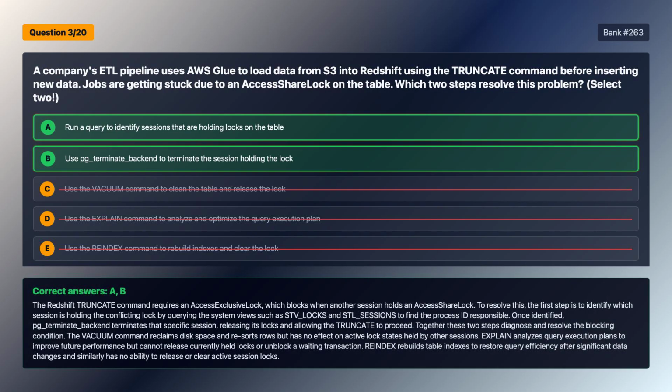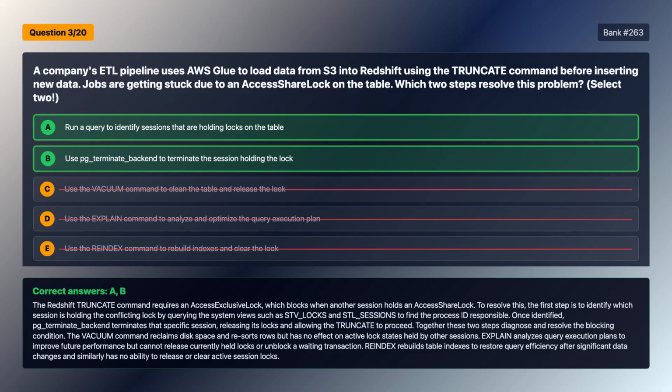The correct answers are option A and option B. The Redshift truncate command requires an access exclusive lock, which blocks when another session holds an access share lock. To resolve this, the first step is to identify which session is holding the conflicting lock by querying the system views such as STV_LOCKS and STL_SESSIONS to find the process ID responsible. Once identified, PG_TERMINATE_BACKEND terminates that specific session, releasing its locks and allowing the truncate to proceed. Together, these two steps diagnose and resolve the blocking condition.